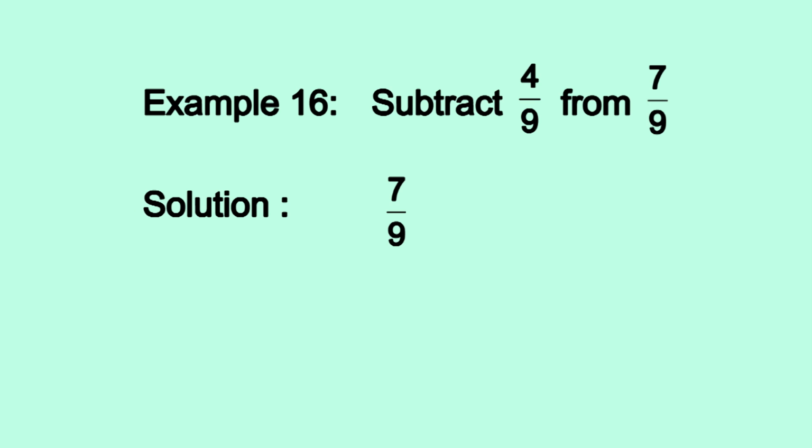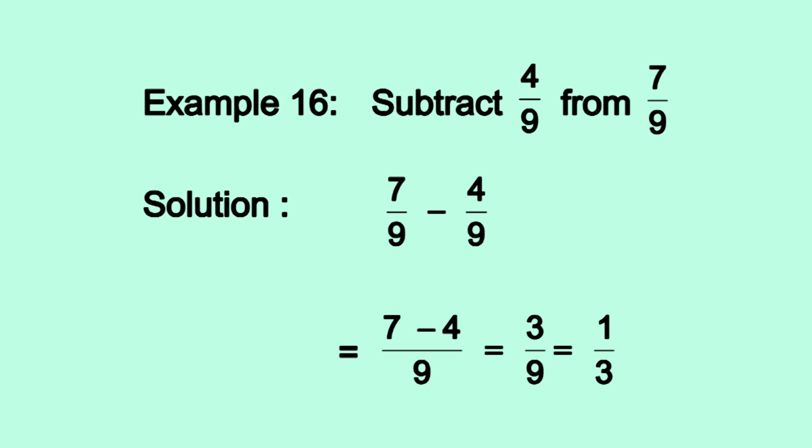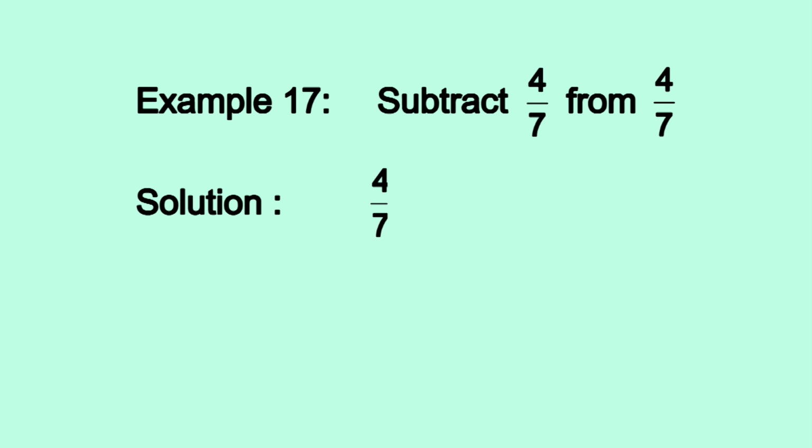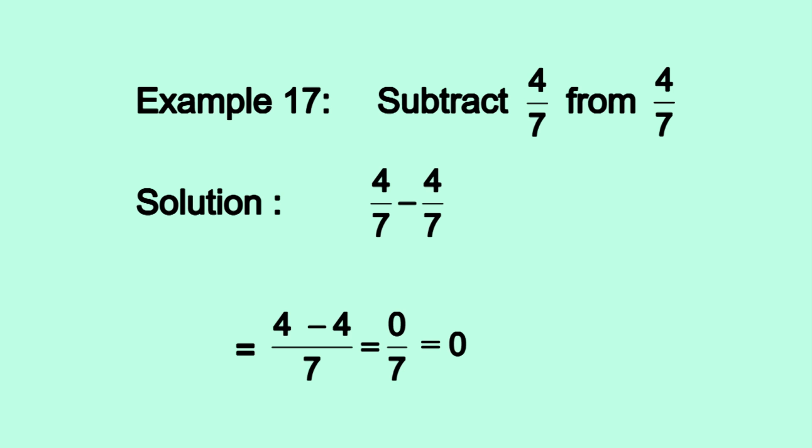Example 16. Subtract 4 by 9 from 7 by 9. Solution: 7 by 9 minus 4 by 9 is equal to 7 minus 4 by 9 is equal to 3 by 9 is equal to 1 by 3. Example 17. Subtract 4 by 7 from 4 by 7. Solution: 4 by 7 minus 4 by 7 is equal to 4 minus 4 by 7 is equal to 0 by 7 is equal to 0.